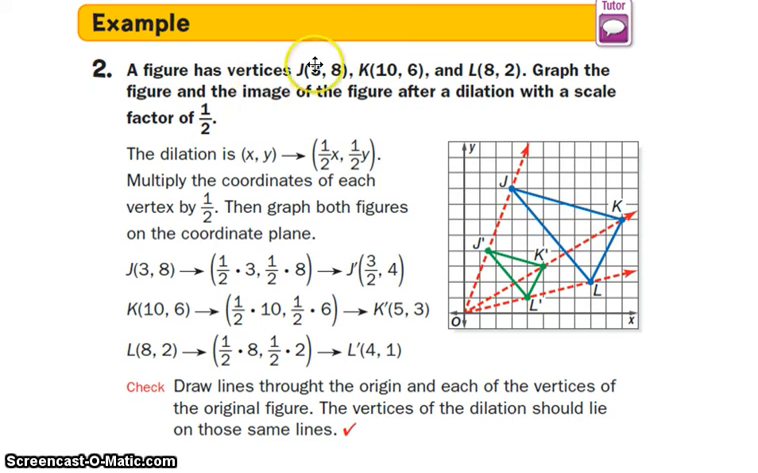Okay, now since they gave you the vertices, all you have to do is like what you just did in your got it problem. Take each one of these points and multiply it by 1/2. That's what they did here. So they took each one of these points, multiplied it by 1/2, and they got their new coordinates, which are right here. Then all you have to do is plot your new points. Here's J, K, and L prime, and you get your new figure. Okay?